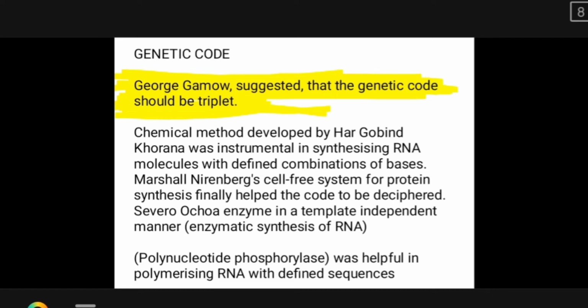Severo Ochoa enzyme is a polynucleotide phosphorylase enzyme which catalyzes RNA formation in a template independent manner. Enzymatic synthesis of RNA. What is Severo Ochoa's enzyme? It is a polynucleotide phosphorylase enzyme, and that catalyzes the synthesis of RNA in a template independent manner. The polynucleotide phosphorylase was helpful in polymerizing the RNA with defined sequence in a template independent manner.